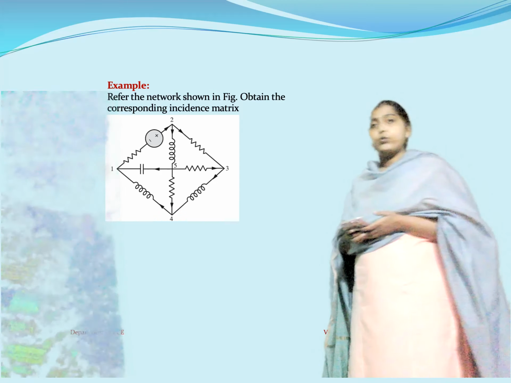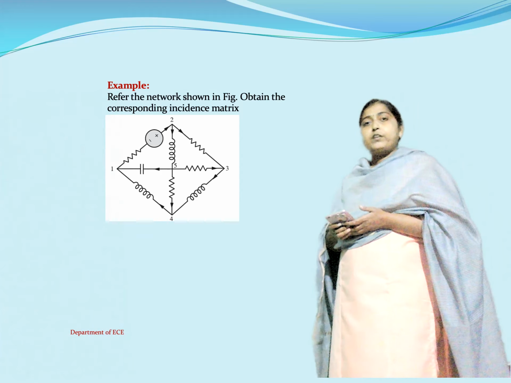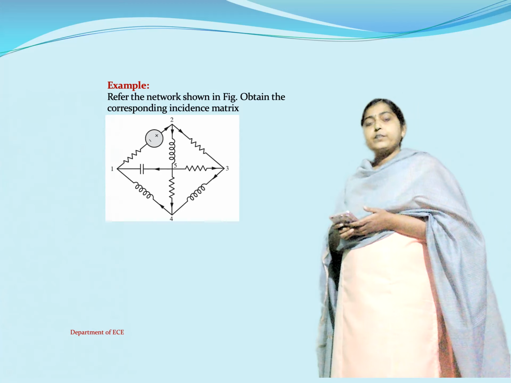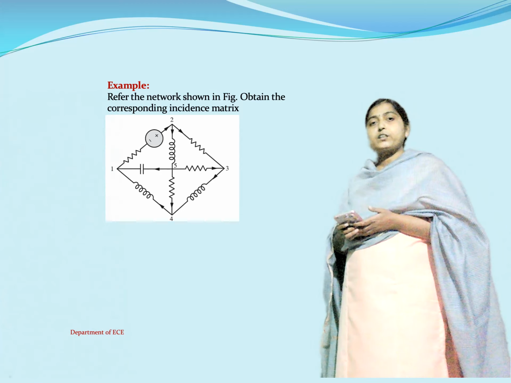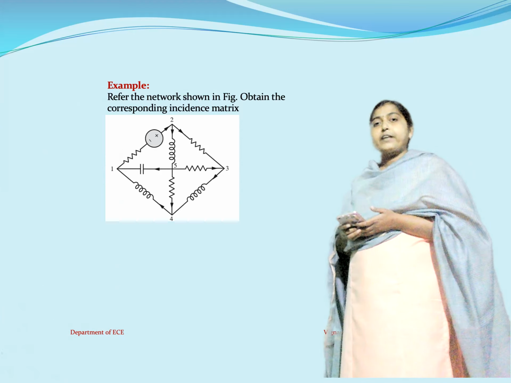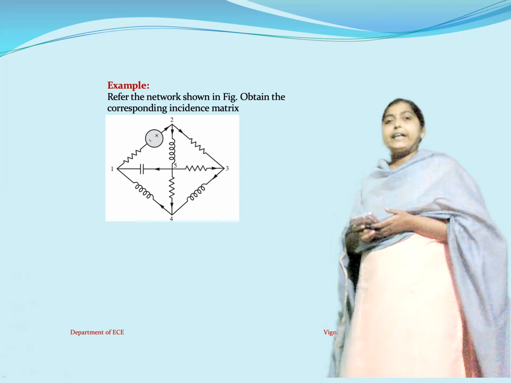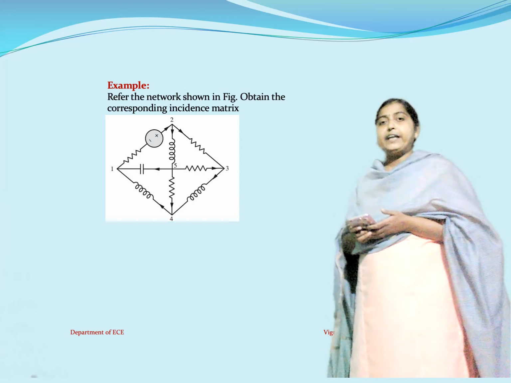1, 2, 3, 4. Right, 1, 2, 3. Let us measure the outer ones. 1, 2, 3, 4, 4 outside, and then 1, 2, 3, 4, 4 inside. Then I have a total of 8 branches. 5 nodes and then 8 branches.